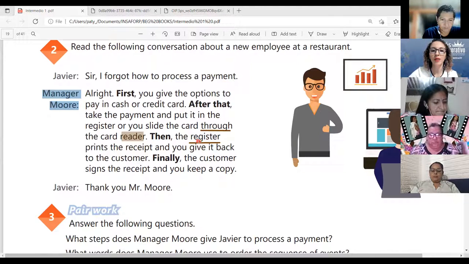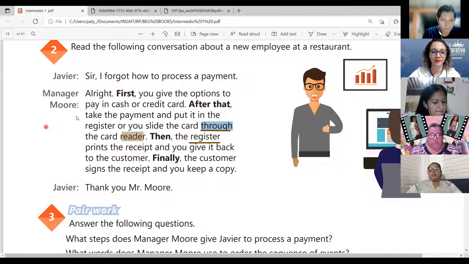This one here is register. That is the pronunciation of this. Register and register. Through. Through. Thank you. Now let's continue. Galileo and Rodrigo. Galileo, you'll be Javier and Rodrigo, you'll be the manager. Okay.